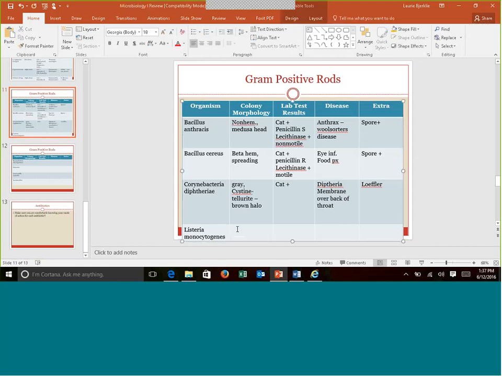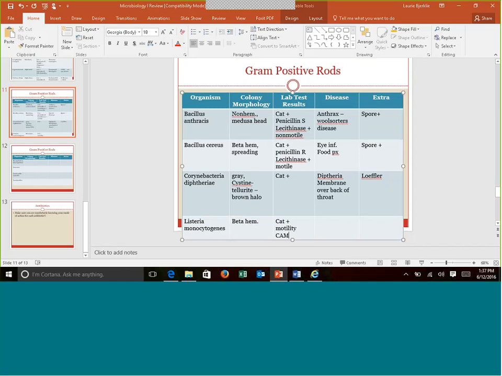Listeria monocytogenes is beta hemolytic on the colony morphology. Of course, it's catalase positive as well. All of these in this little section were catalase positive. Hugely characteristic for its motility patterns. So this is the one that has that tumbling or the umbrella growth, depending on what type of motility test you ran. That is the biggest characteristic with it. It is also CAMP positive. And this, of course, causes neonatal meningitis.